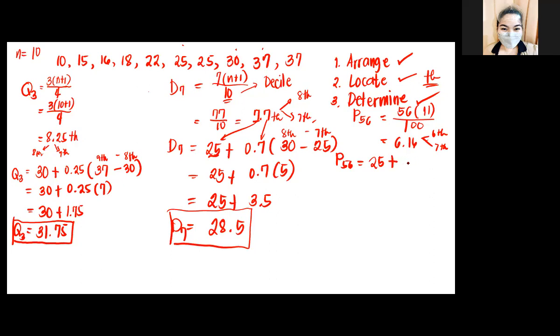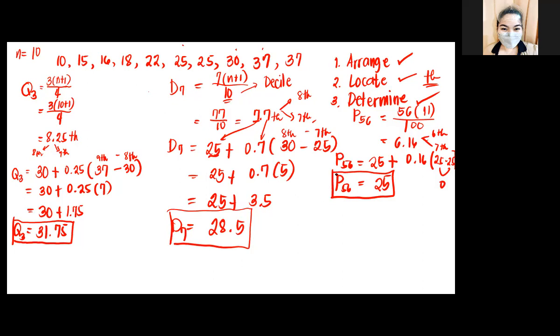Plus 0.16 ng difference nilang dalawa. Kaya lang, parehong 25 yung mga data natin. So, mangyayari is 0 times 0.16, we have P sub 56 is equal to 25 kasi 0 na to. Okay? So, this is the way on how we get the percentile, decile, and quartile of ungroup data.